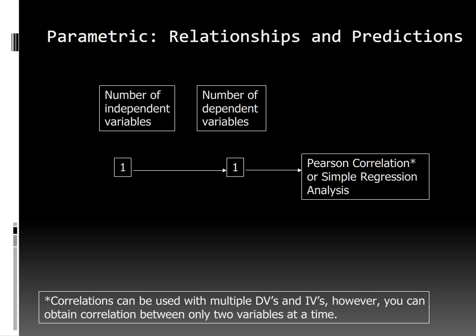A research question where it would be appropriate to use a Pearson's correlation is as follows. Is there a relationship between VO2 max score and age? Correlations can be used with multiple dependent variables and independent variables. However, you can obtain correlation between only two variables at a time. A correlation establishes the relationship between two variables based on their observed scores.